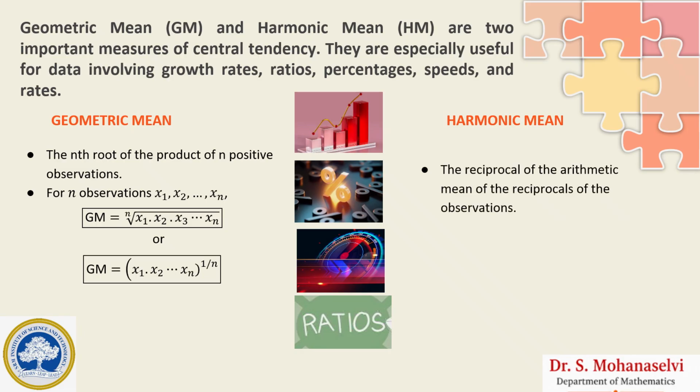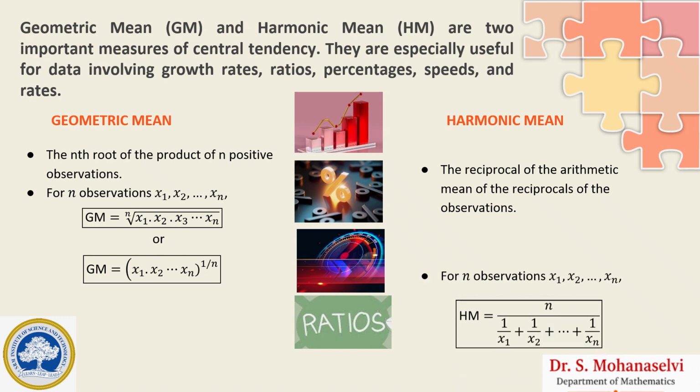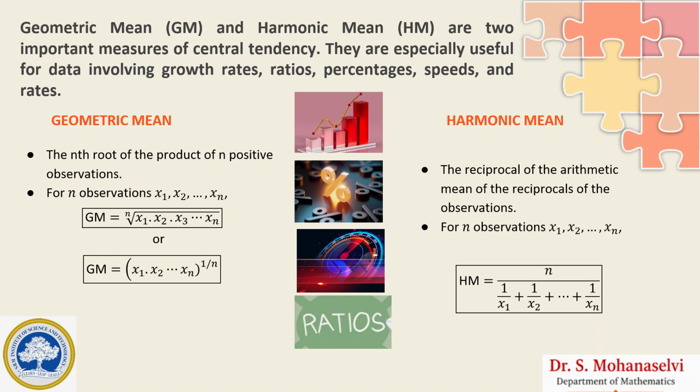The harmonic mean is given by the reciprocal of the arithmetic mean of the reciprocals of the observations. For n observations x1, x2, etc. xn, the harmonic mean is given by n divided by the sum of the reciprocals of the corresponding observations. And the relationship between arithmetic mean, geometric mean and harmonic mean is, the arithmetic mean is always greater than the geometric mean, which is always greater than the harmonic mean.